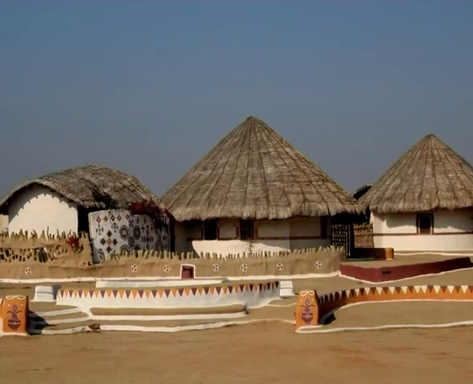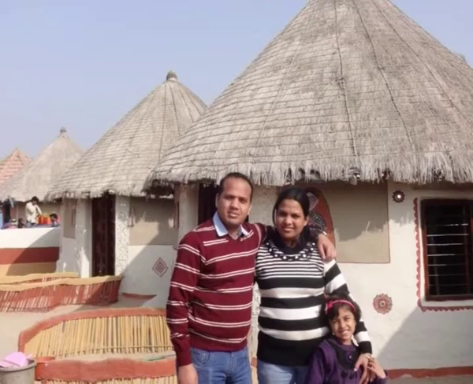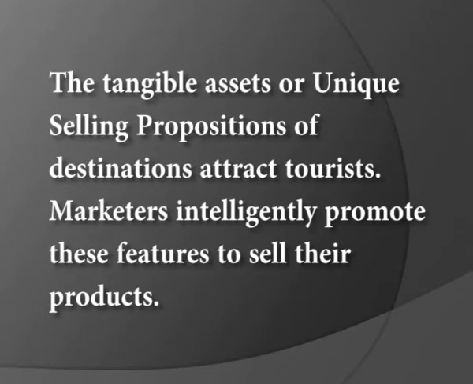A tourist destination can be as small a place as a village like Hodka in Gujarat, which is known as the best rural tourism destination, or a destination can be as big as a country like India. A destination has both tangible and intangible elements and is promoted in different forms, images and splendors. The tangible assets or unique selling propositions of a destination attract tourists. Marketers intelligently promote these features to sell their products.